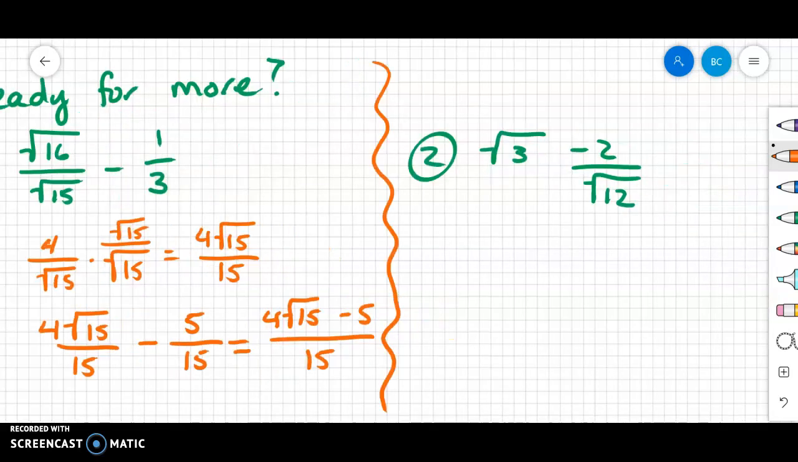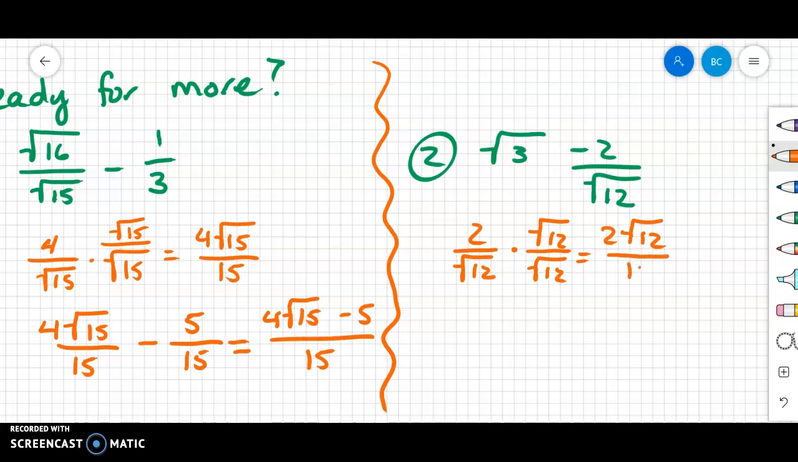My next problem is going to be pretty similar, where I have one term that I need to simplify, the other term that's already simplified, but you'll notice this one is a little bit more complicated because I have radicals in both terms. This one is already fully simplified, so I'm just going to ignore it for right now, and I'm going to focus on this term. So 2 divided by the square root of 12. I'm going to multiply both the numerator and the denominator by the square root of 12. So I end up with 2 times the square root of 12 all over 12.